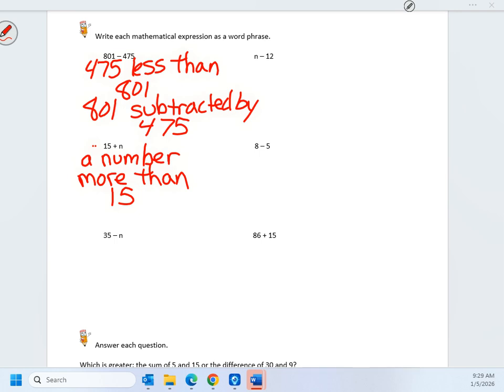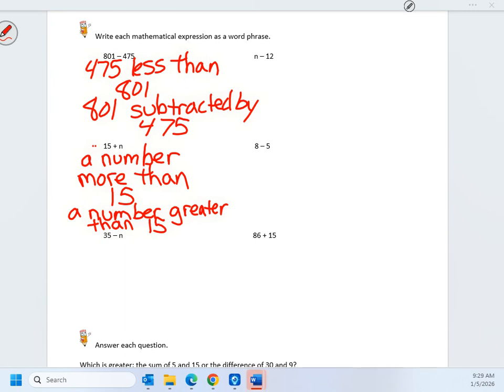N means a number. What would be another verbal phrase that means the same thing? Jack? 15 more than a number? Use a different word from the table. A number greater than 15. Okay. A number plus 15.